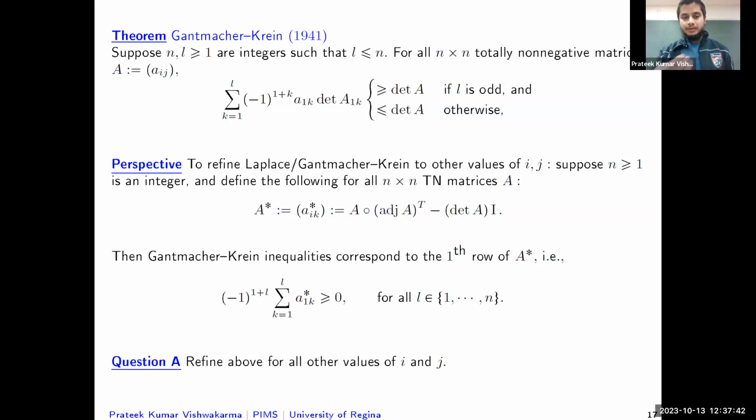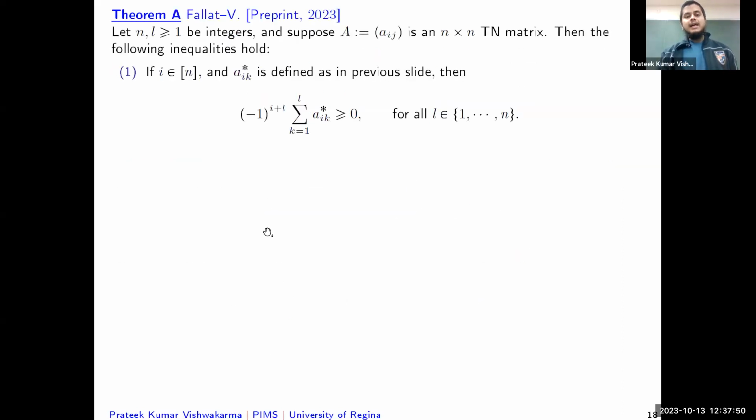Now to really see what happens for other partial row sums of A star, we did the computation and we saw that for the rest of the rows of A star as well, depending on the length of that partial row sum, we get an inequality which is either negative or positive for all totally non-negative matrices A.